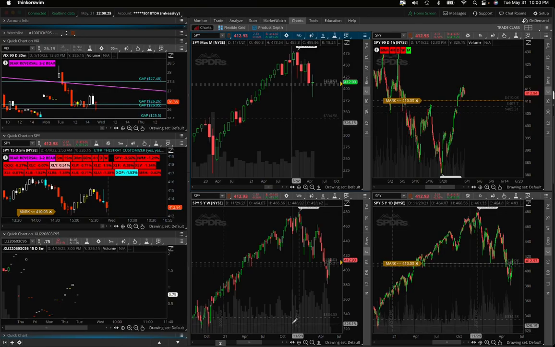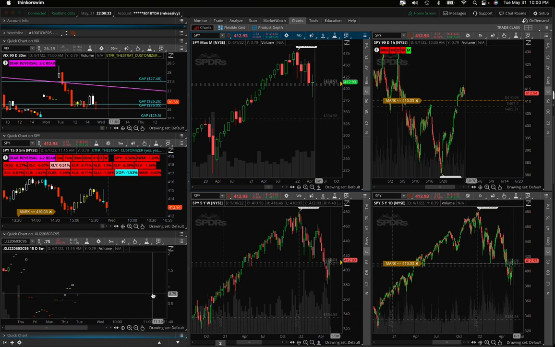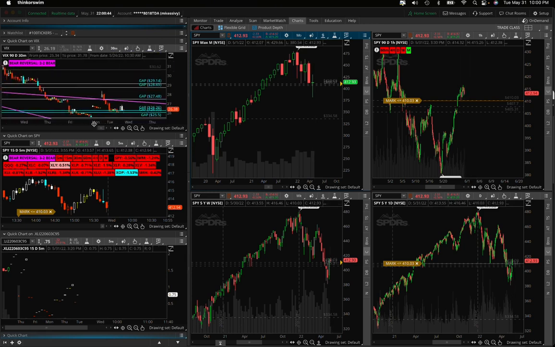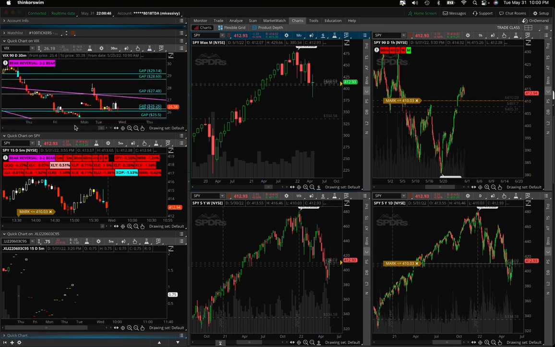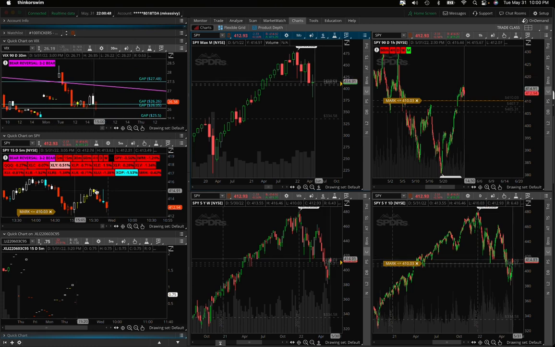All right, so we are going to go through my workflow that I do on a daily basis. First place I want to start is just going over what everything is on the screen. We have the VIX chart on a 30-minute, right? We have the sector rotation.